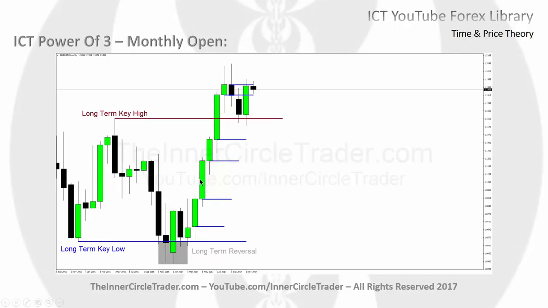So every one of these candles represents one full month's data. And then I noted the long-term key high here. So we would be looking for down here a move above this high, which if you think about it, that is a lot of pips.